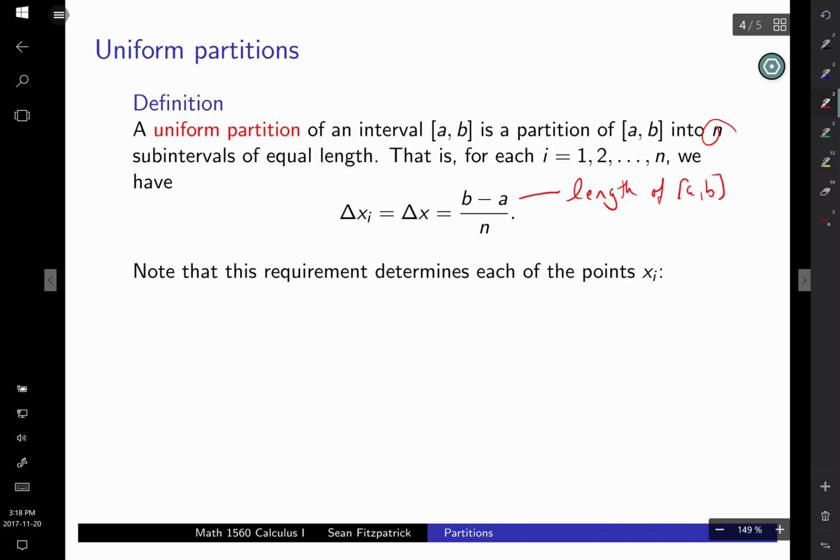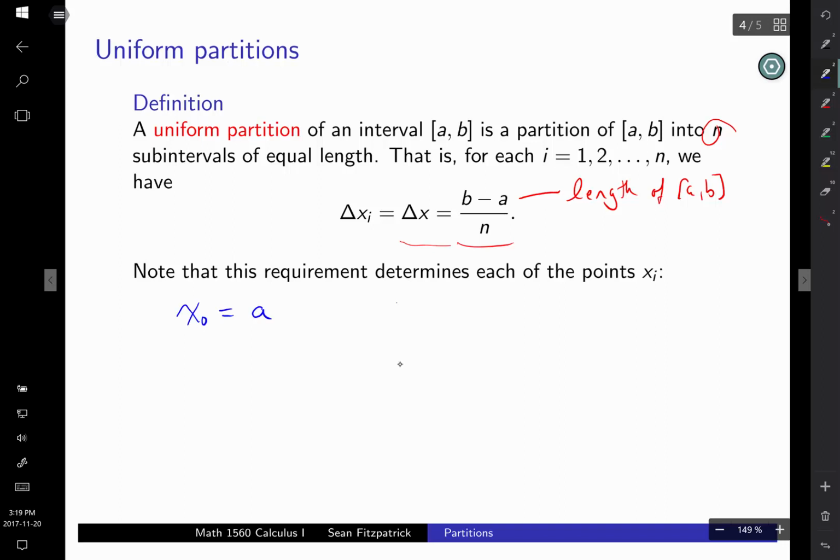And we're going to divide it into n pieces, so each piece will have length given by b minus a divided by n, right? So this delta x is the length of each one of my subintervals. And once you make this choice, you actually now know what all of your partition points have to be, right? x naught, as always, is the left endpoint, which is a.